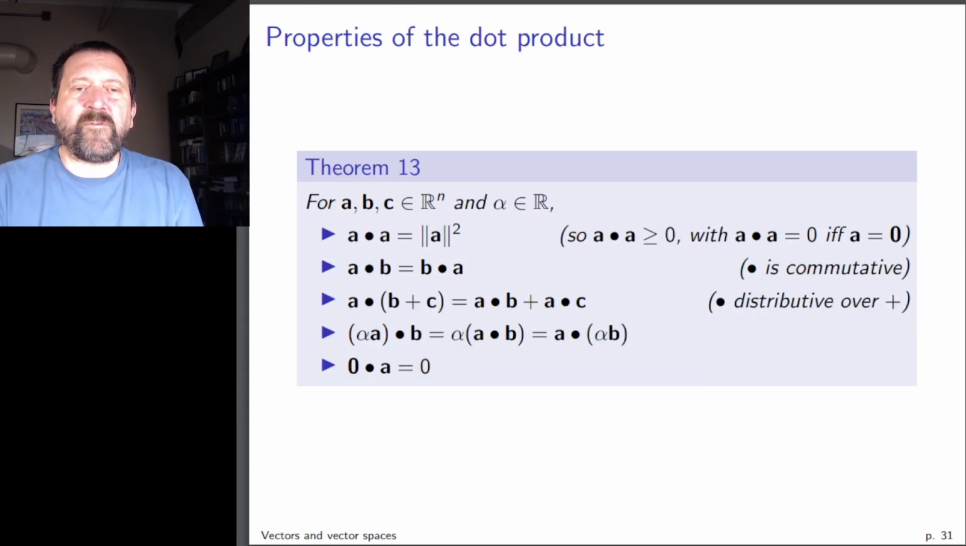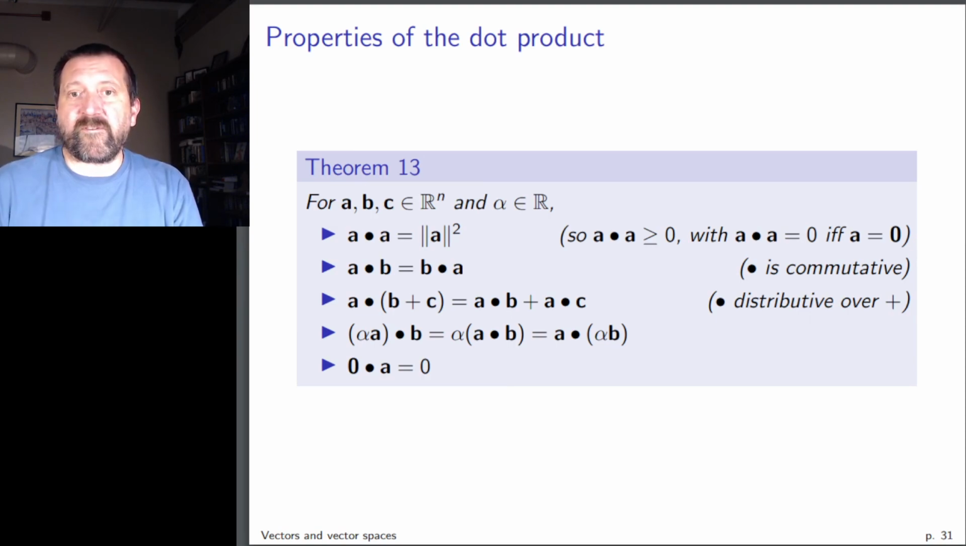Now, in terms of the properties of the dot product, we're going to go over just a few. Note that I'm working in Rn, not Cn, so I'm specifying that I'm working on a real space. The dot product of a vector with itself is the square of the norm. That gives an interesting relationship between a vector and its length. This means in particular that when you take the dot product of a vector with itself, you have a non-negative quantity.